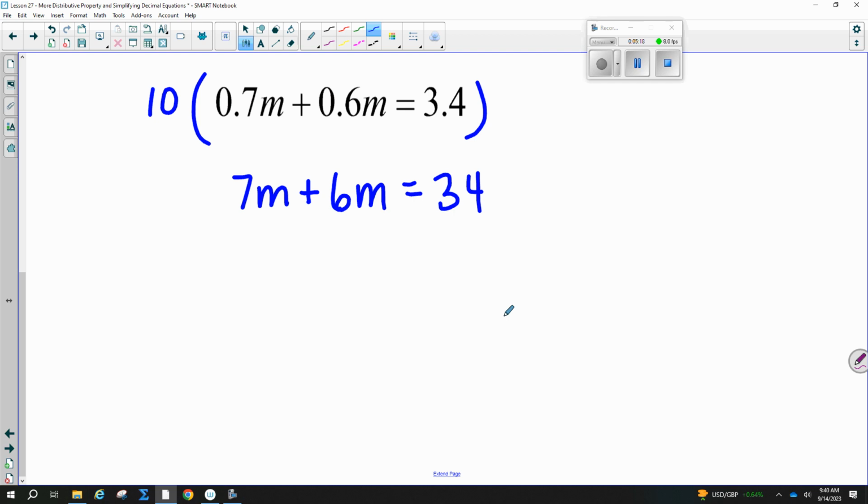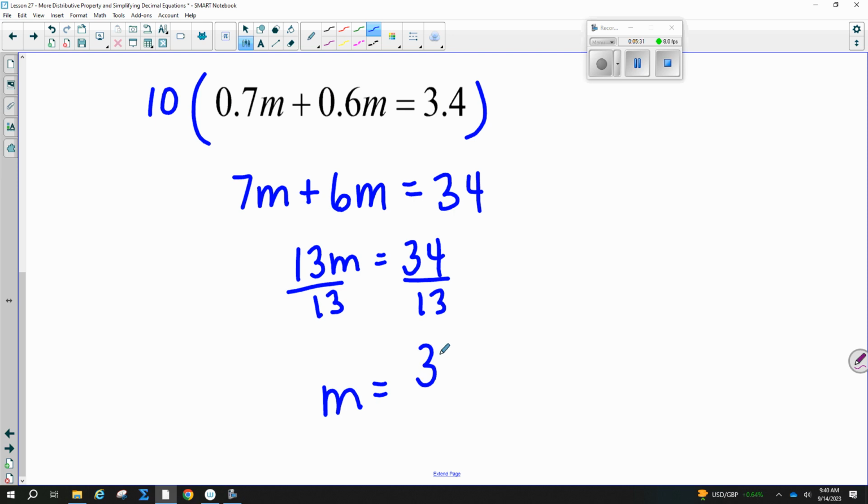All right? Now I can add like terms. This gives me 13m equals 34. And divide by 13. So that one does not turn out very nice, but you can leave it as 34 over 13.